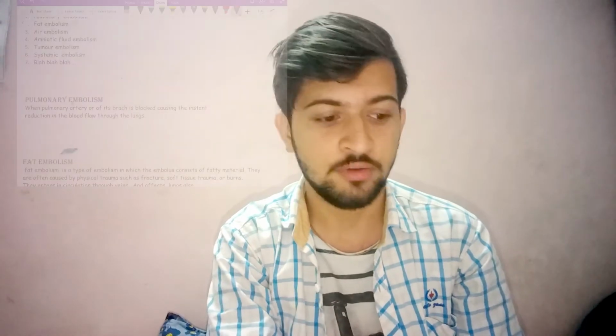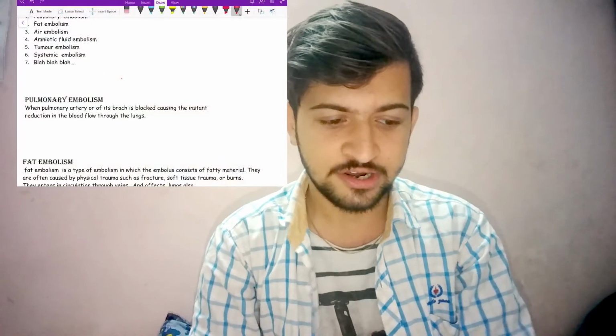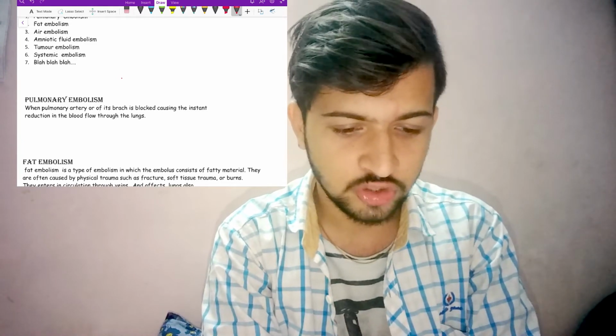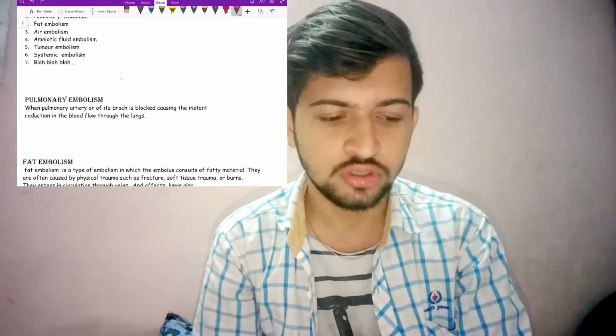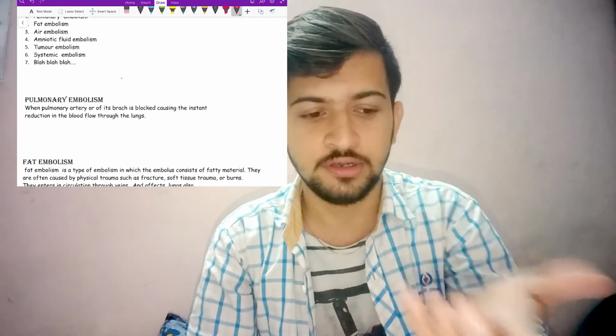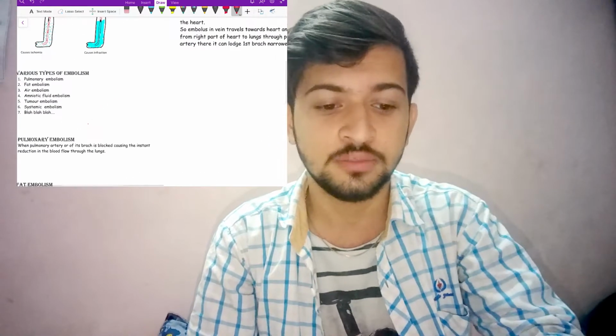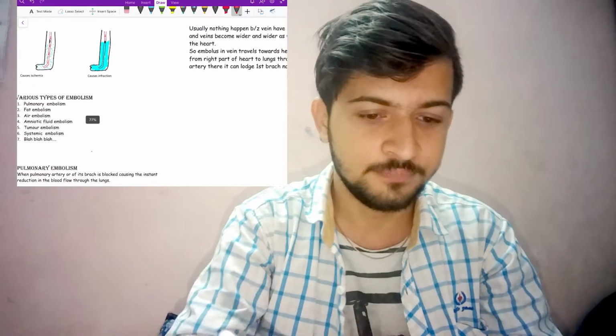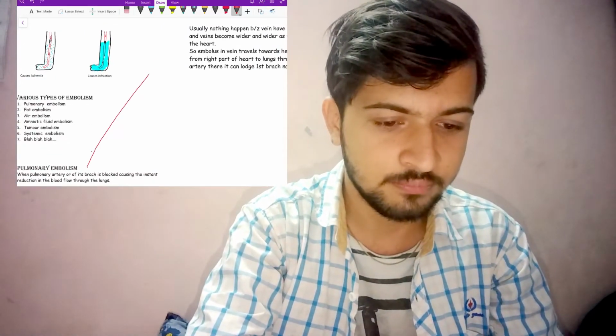It's so simple. So the first one is pulmonary embolism. What is pulmonary embolism? It is when a pulmonary artery or its branch is blocked, causing an instant reduction in the blood flow through the lungs. We have learned what happens if the embolus originates in a vein. The same thing happens in pulmonary embolism.